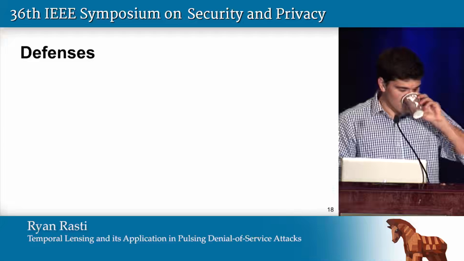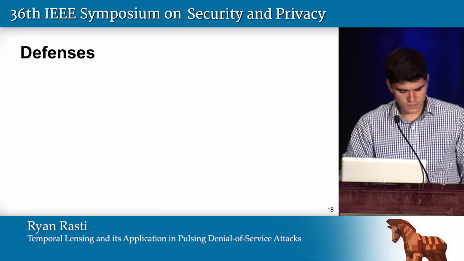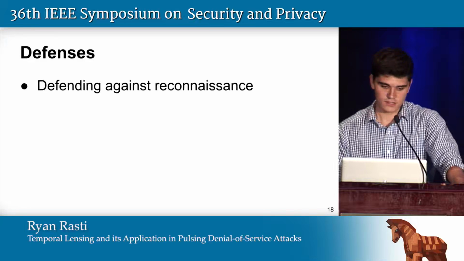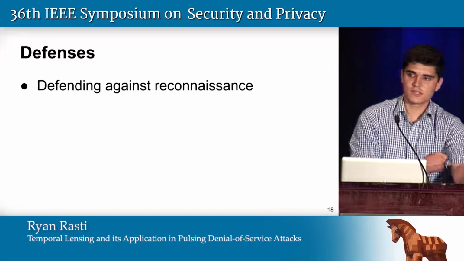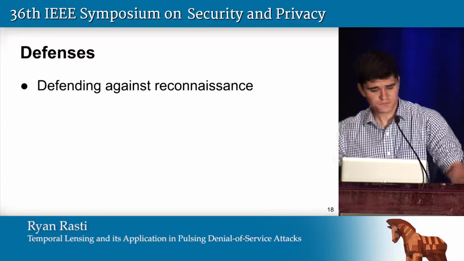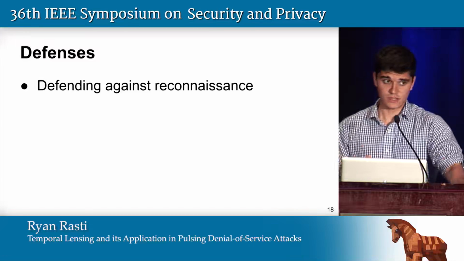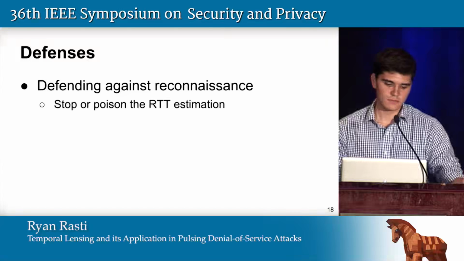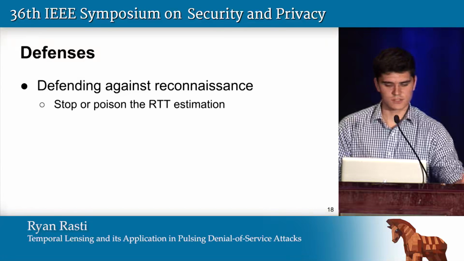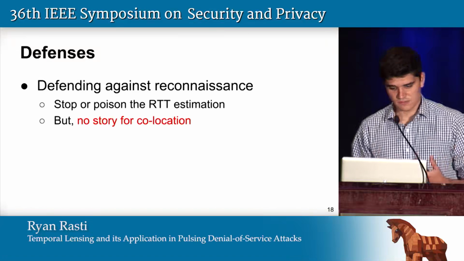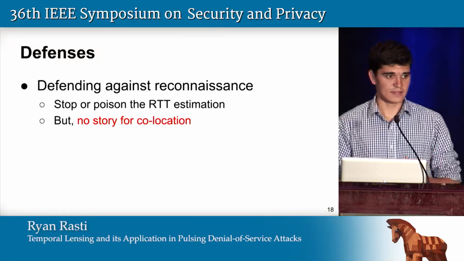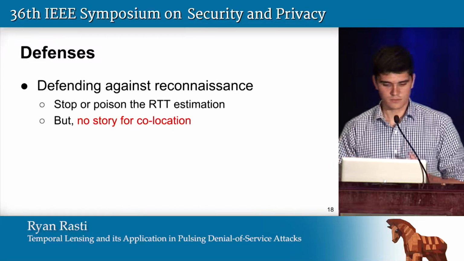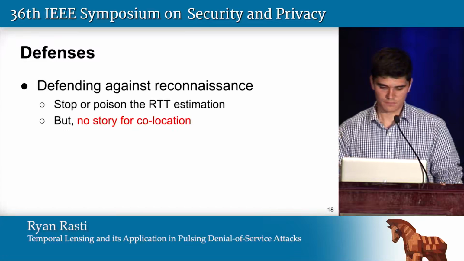So I guess onto defenses here. There's two main sides to defense. The first is defending against the reconnaissance portion, the King-style latency estimations, right? And so a defender might be able to stop or poison these estimations, but even if the defender did, there's still no story for an attacker finding a co-located server to the victim and obtaining measurements to it.